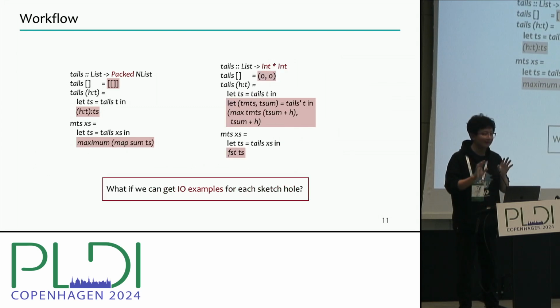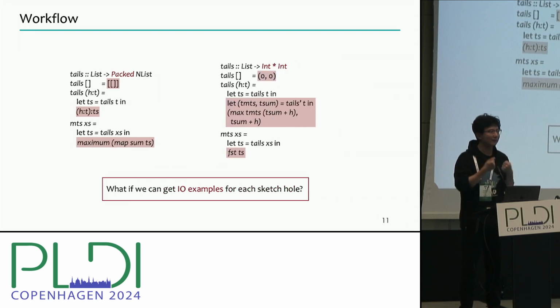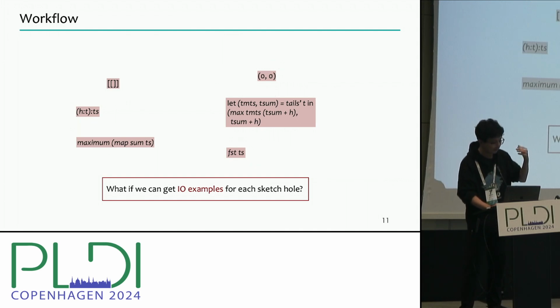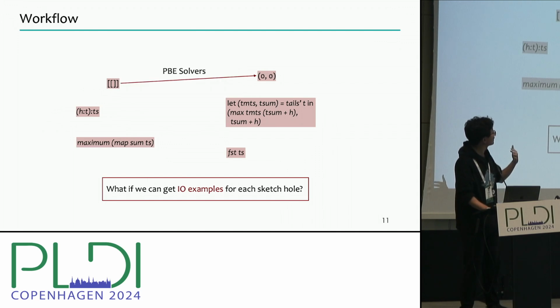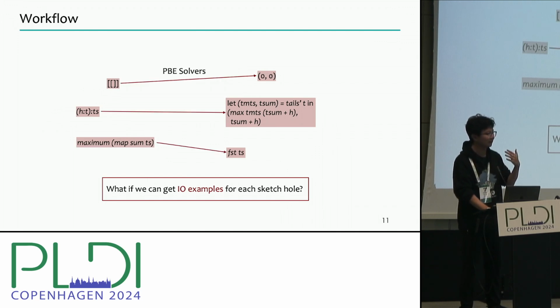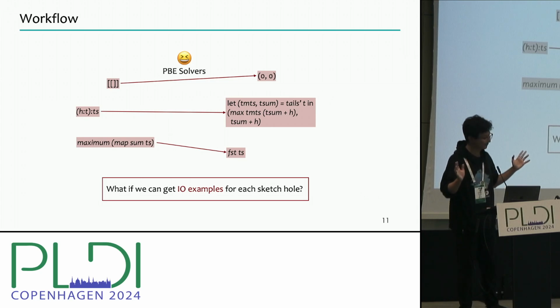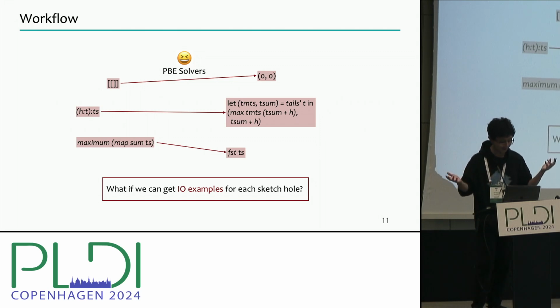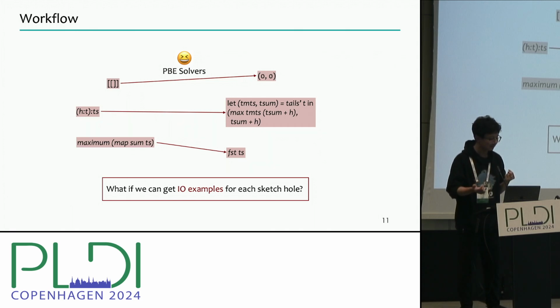Let us consider an ideal world where we can get separate input-output examples for each sketch hole. Then at this time, we no longer need to consider the other sketch holes, and we can use program-by-example solvers to synthesize these expressions one by one, separately and individually. So now the scalability challenge is solved, right? Because we have many effective program-by-example solvers that can synthesize very large scale scalar expressions. So this is also the secret sauce of SuFu.